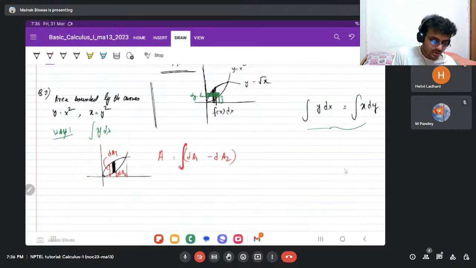So what is dA1? Your dA1 is, x of, so y is, what is the value of x? f1x minus f2x dx. Do you agree this is the same thing? Instead of writing 2 dx, I am writing a common dx. Agreed?